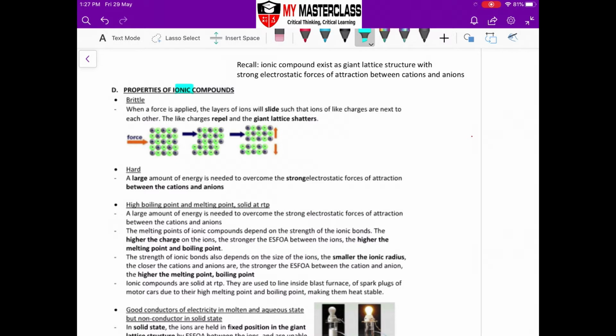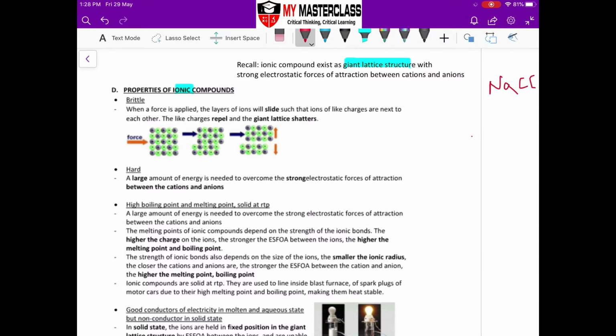Okay, so if you recall, ionic compounds exist as giant lattice structures. The most common ionic compound is sodium chloride, NaCl. Sodium chloride is an ionic compound because sodium is a metal and chlorine is a non-metal. So when a chemical bond forms between the two elements, they become an ionic compound. Sodium chloride is the most common salt in the kitchen.